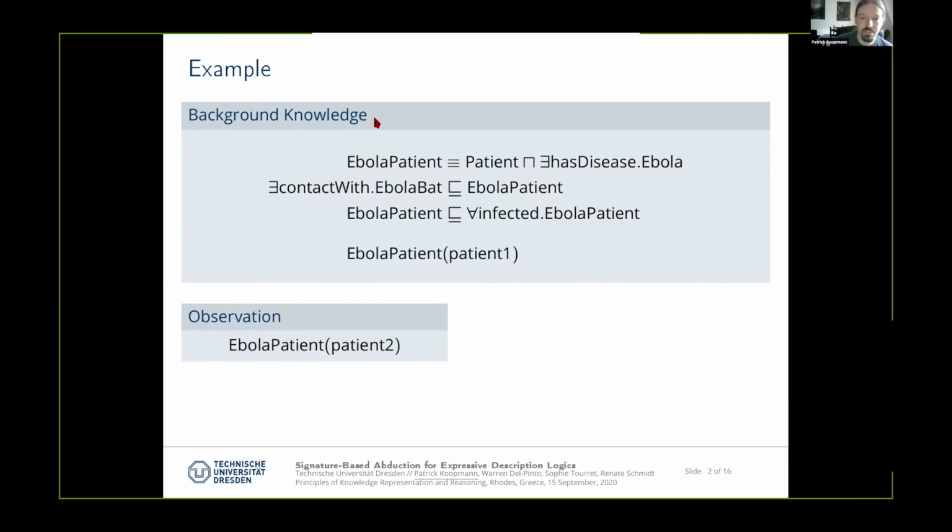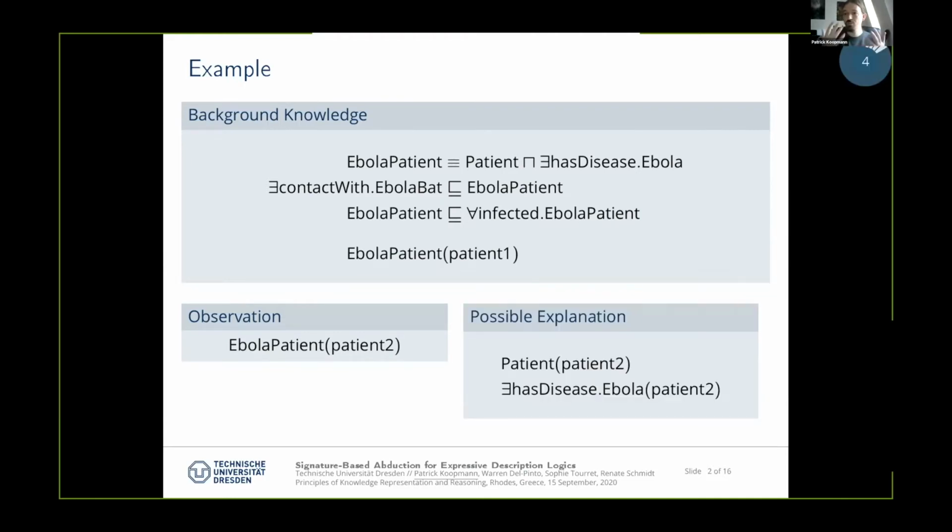So what we see here is an ALC knowledge base that says that an Ebola patient is a patient with a disease Ebola, that someone that was in contact with an Ebola bat becomes an Ebola patient, and that everyone infected by an Ebola patient also is an Ebola patient. Finally, we have some so-called A-box information talking about a specific object patient 1 that is an Ebola patient. Now, the observation we would like to explain is that patient 2 is an Ebola patient. And if we do not constrain the problem any further, a possible explanation would be, well, patient 2 is a patient that has Ebola. But that does not really explain anything.